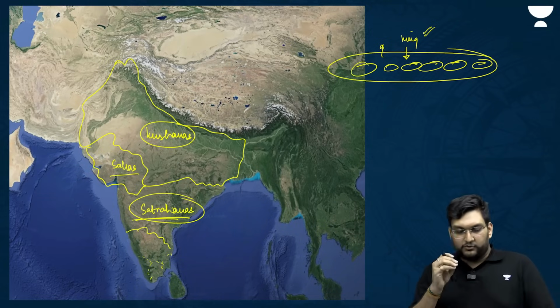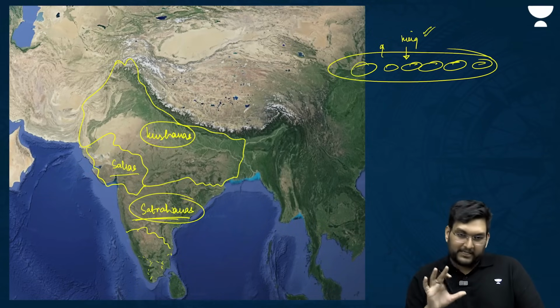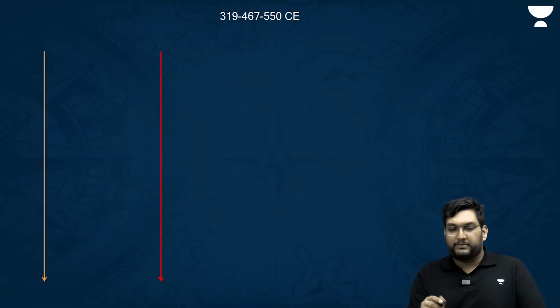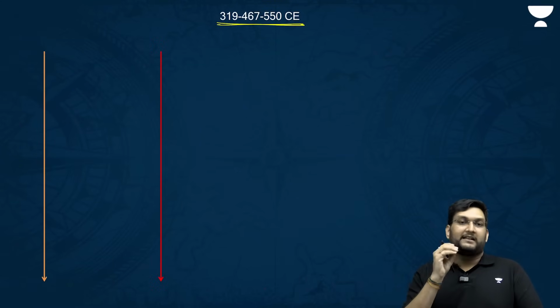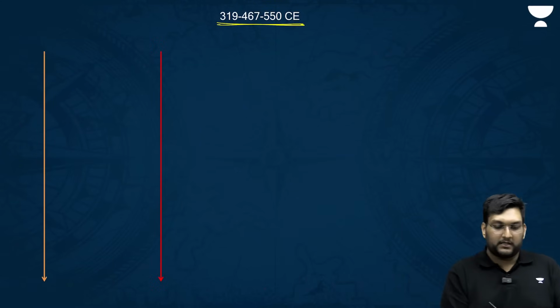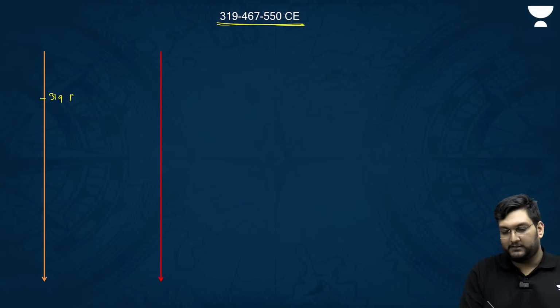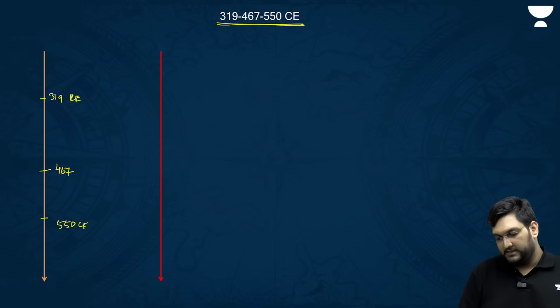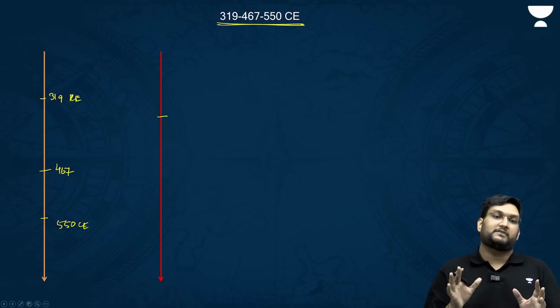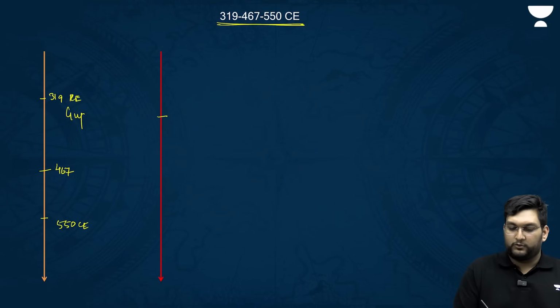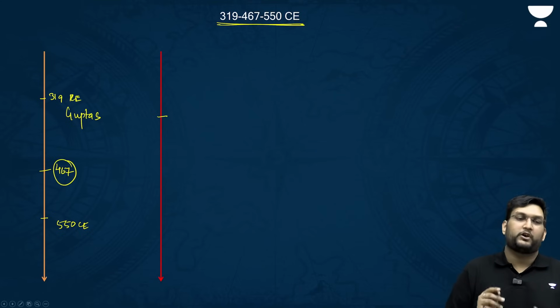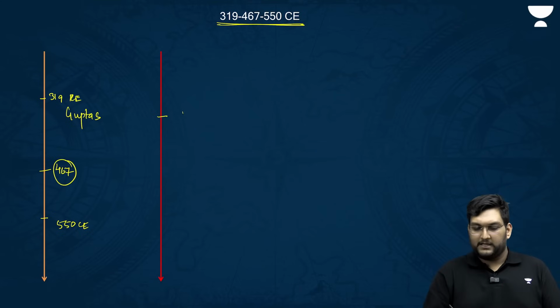So, once Kushana, Satavahana, Sakas have properly established themselves, by the period we come to 319, there will be change, and this will lead to the rise of, in 319 CE and 467 and 550 CE, you have two things which will happen together. Here you will have the Guptas, this will be the highest point of the Guptas, thereafter there will be decline, and you will have the Vakatakas here.